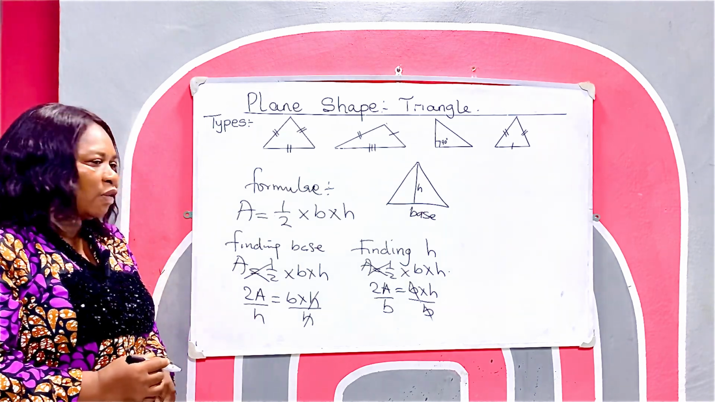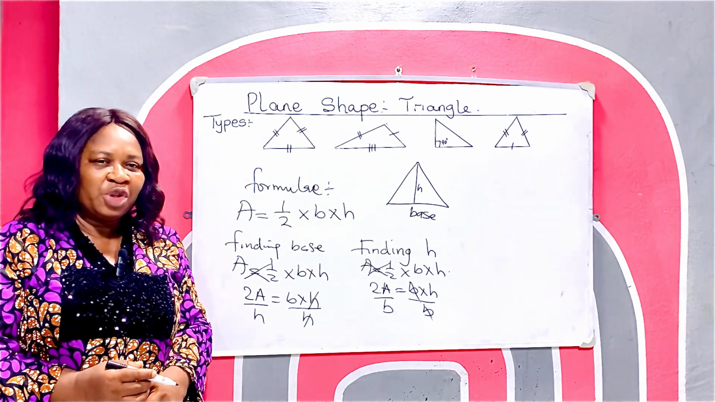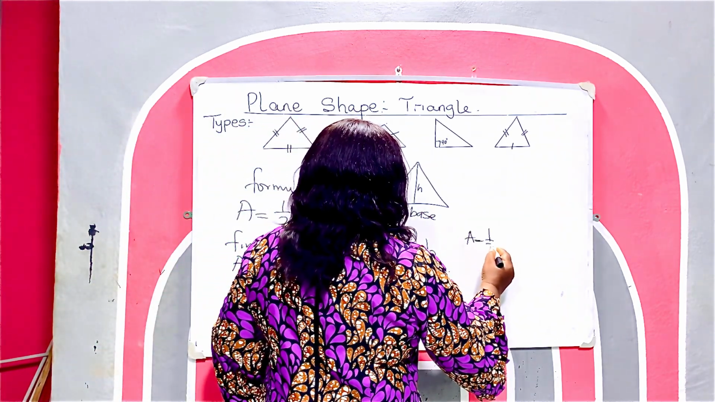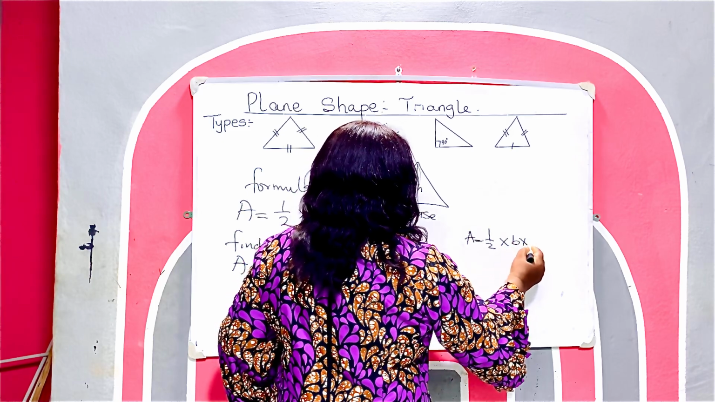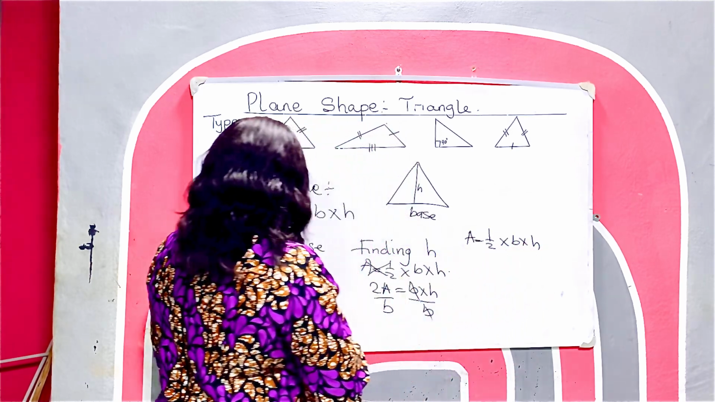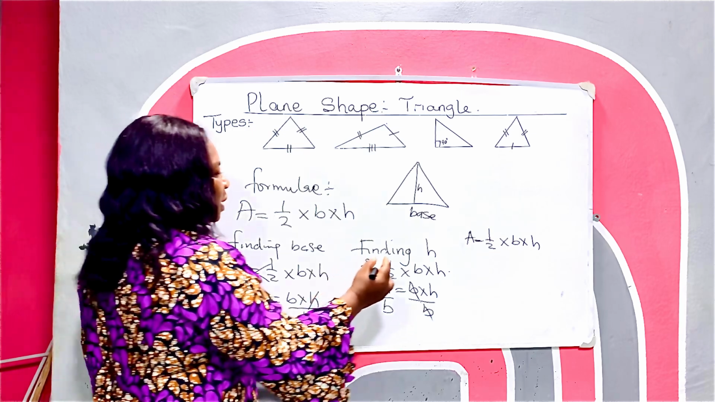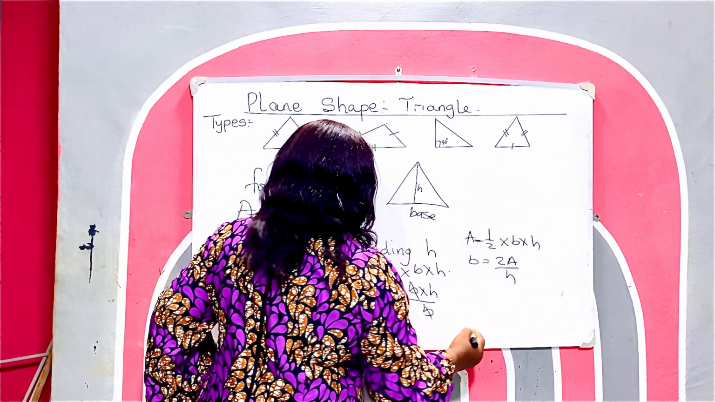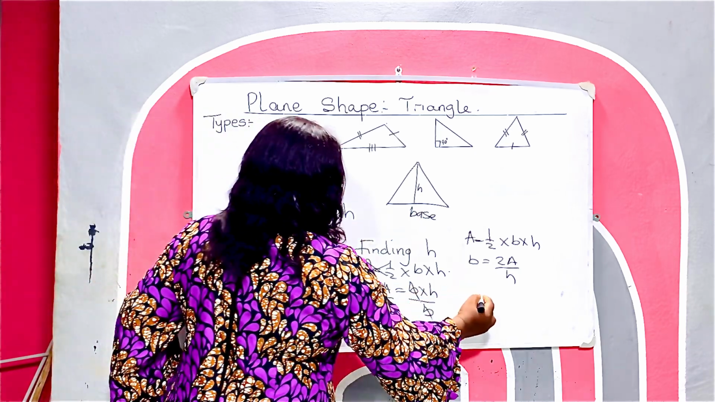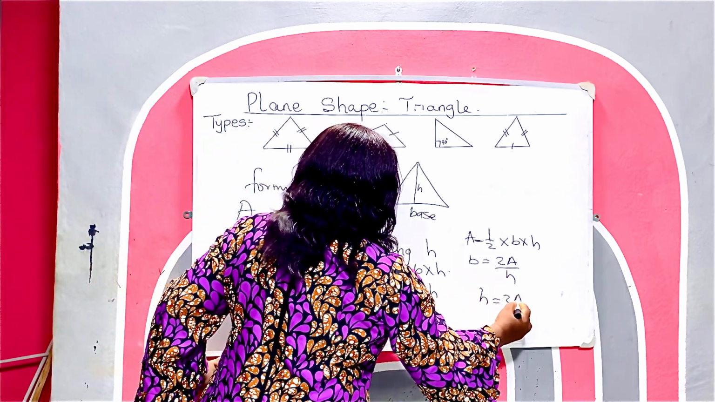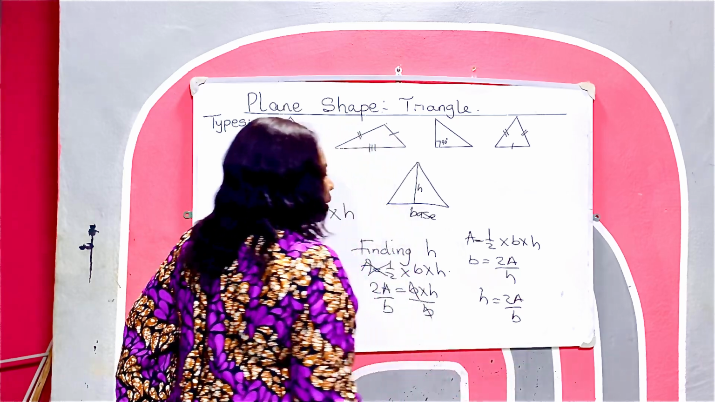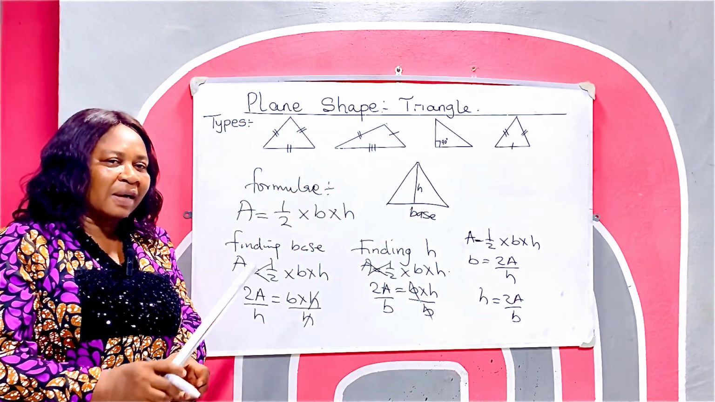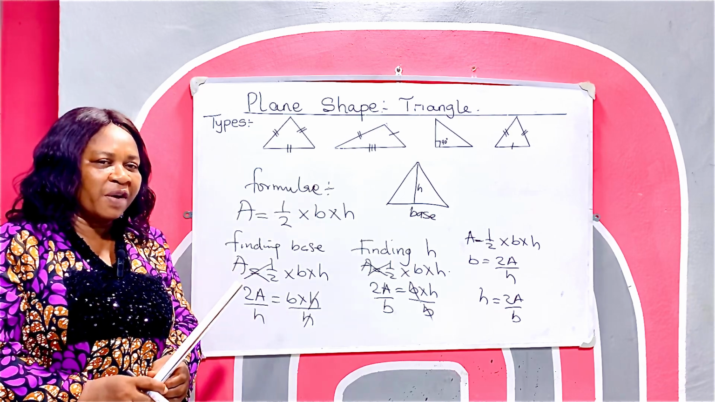And that brings us to the formulas for the triangle. Area is half times base times height. Then base is 2 area over height, and height is 2 area over base. If you can learn it this way, you're going to calculate your triangle very well.